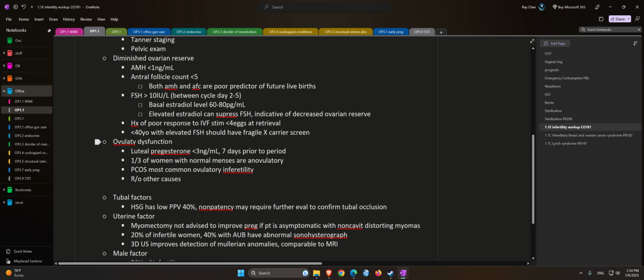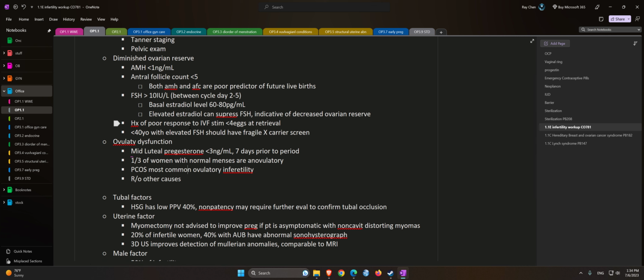Ovulatory dysfunction: mid-luteal phase progesterone less than 3 nanograms per milliliter. You can check that 7 days prior to period. 1/3 of women with normal menses are anovulatory. PCOS is the most common ovulatory infertility. We should rule out other causes.